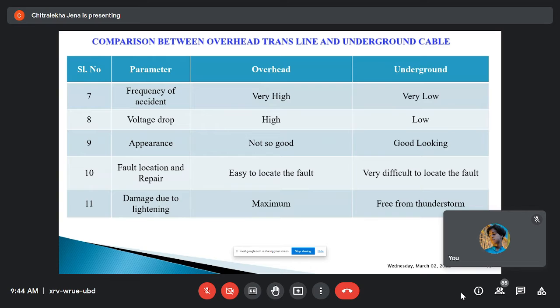Because a lot of initial cost is required everywhere. But in most of the cases, those living in metro cities, in most of the cities, they have underground cable. In Bhubaneswar also underground cable is under construction. Yes or no? Yes, ma'am. So due to so many advantages, we'll prefer underground cable rather than overhead transmission lines.